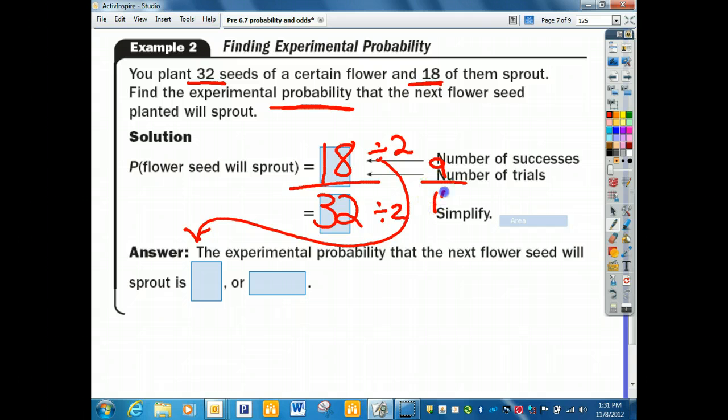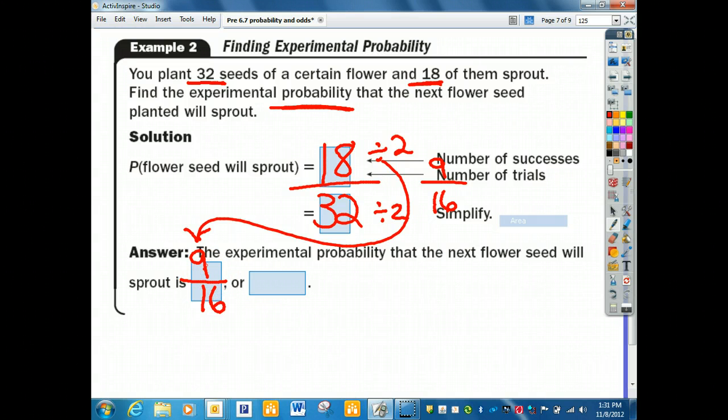16. Can I simplify 9 over 16 anymore? No. There is not a number that goes into both 9 and 16. So 9 over 16 is in our simplest form. So what that tells us is for every 16 seeds, how many sprout? 9 of them would sprout.